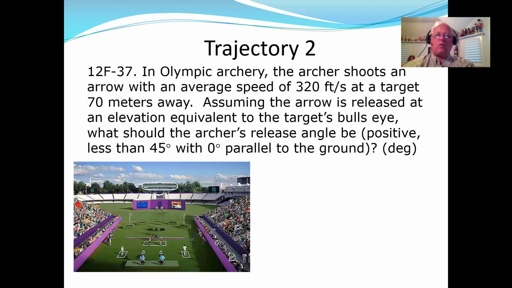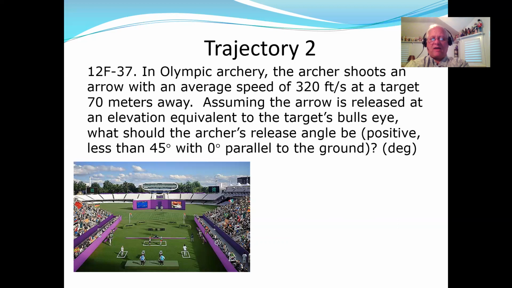Here's one more. This one maybe is a little bit more interesting. This came from 2012 on test F, which was the first district test. In Olympic archery, the archer shoots an arrow with an average speed of 320 feet per second, which is reasonable for Olympic archers, at a target 70 meters away, which is a standard distance for Olympic archery. So assuming the arrow is released at an elevation equivalent to the target's bullseye, which means the arrow is going to travel, have a slight positive arc, and then come back to the same level, I can use my d horizontal max equation.